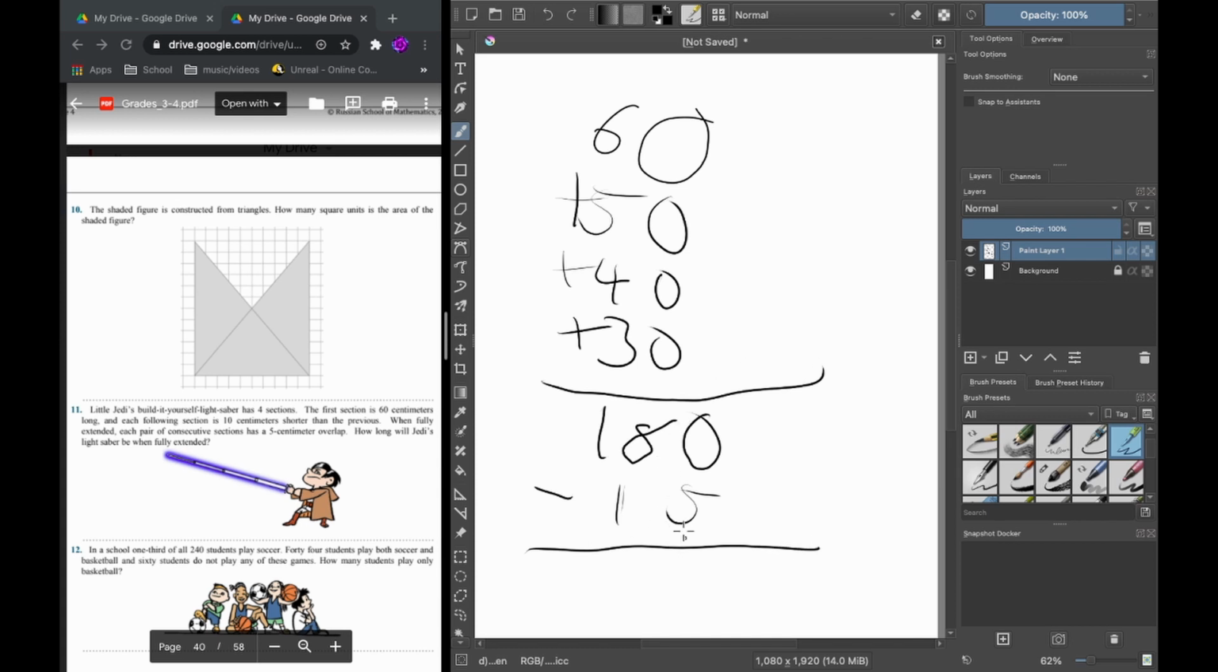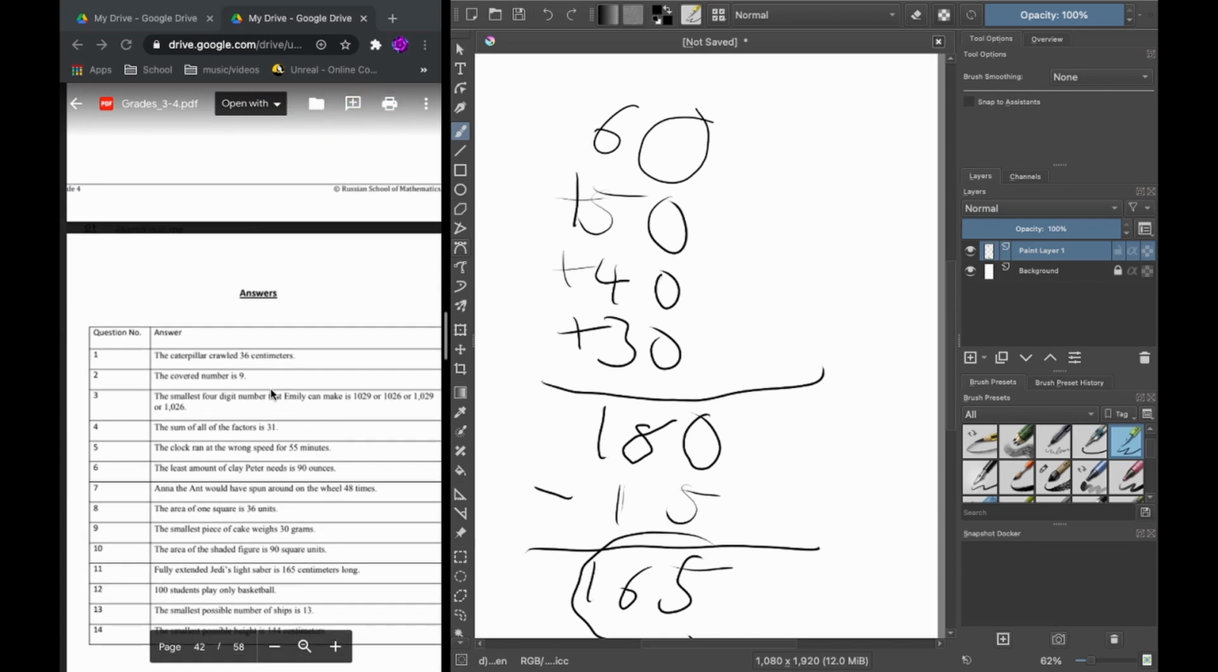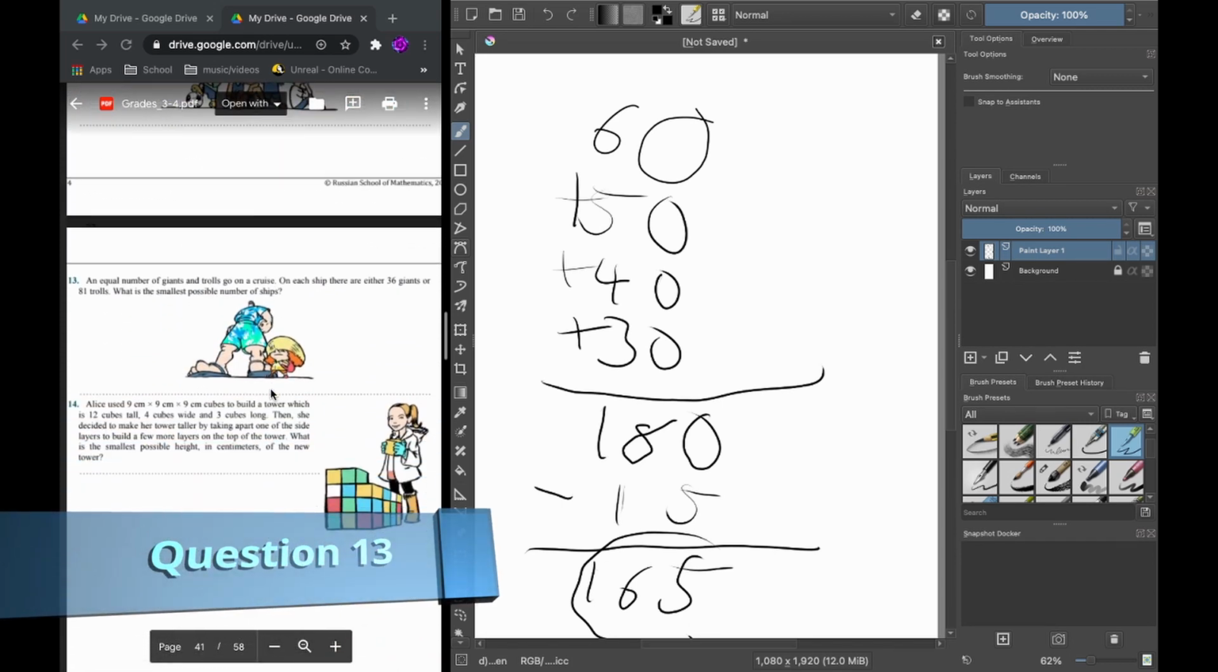When we solve this, we would get 165. So the answer for number 11 is 165. Let me just check that. Yep. Moving on to question number 13.